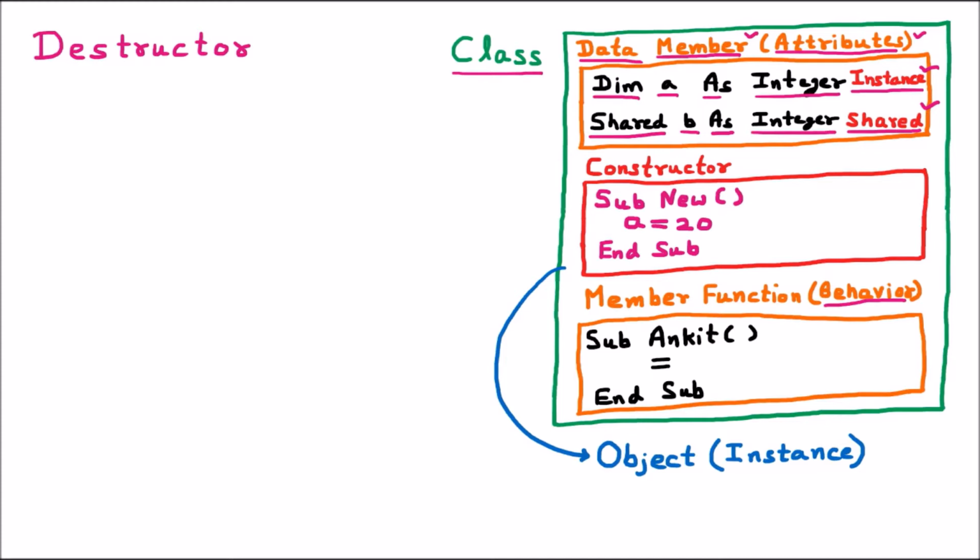And second thing, which is the behavior. Whenever we declare any function or procedure, just like we are defining any Sub, meaning void, it ends with End Sub, and the name of the procedure is Ankit here. Now we are defining a procedure or a function. This is called the member function or the behavior. So these are the two things which are part of a class. Class is the combination of data members and member functions, or we can say it is the combination of attribute and behavior.